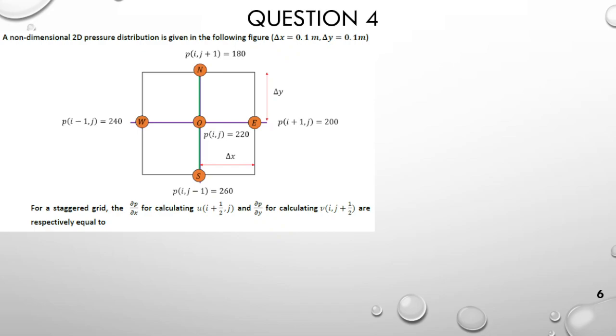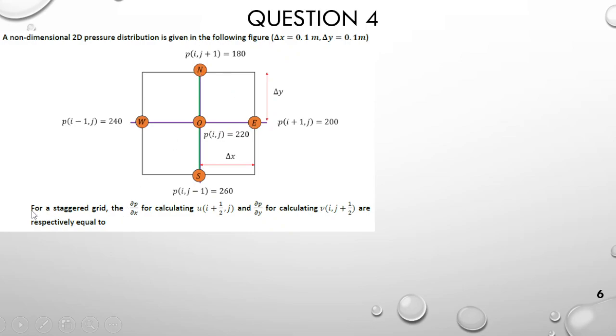In question number 4 we will consider a staggered grid. So the fourth question is based on a staggered grid arrangement. A non-dimensional 2D pressure distribution is given in the following figure. They have given the pressure at 4 different grid points.